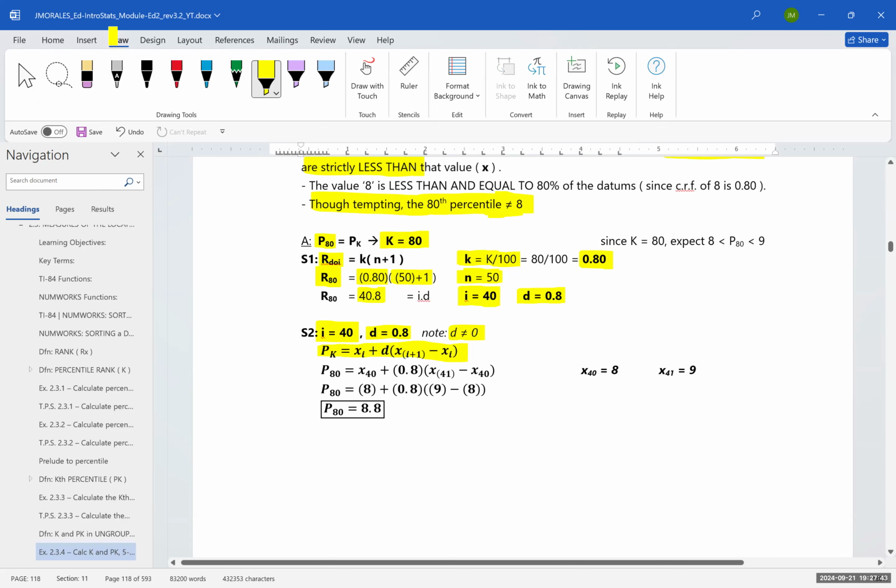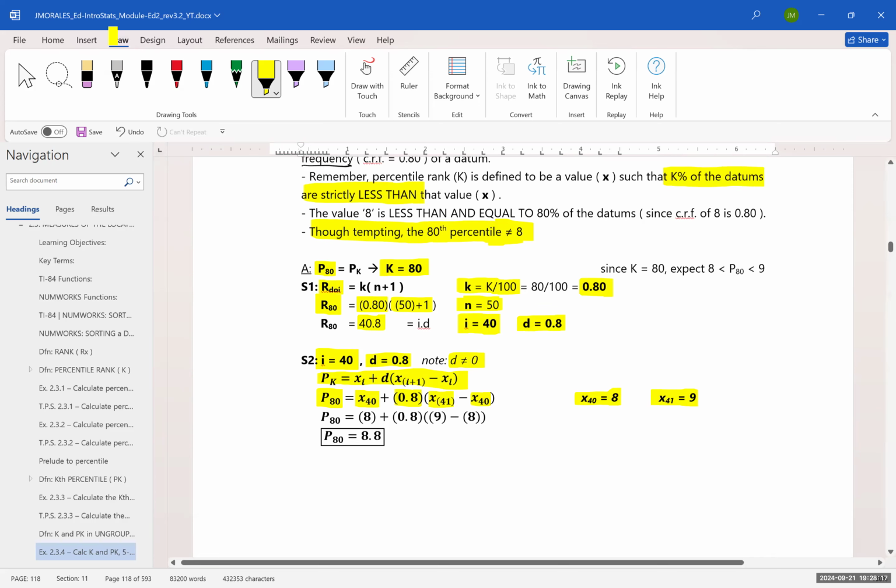So the 80th percentile is going to be the 40th datum plus 0.8, that was our value of D, times the 41st datum minus the 40th datum. So off to the side here, I've got the 40th datum is 8 and the 41st datum is 9. Now, how did I know that? So we want to find the 40th number in the data set and the 41st number in the data set.